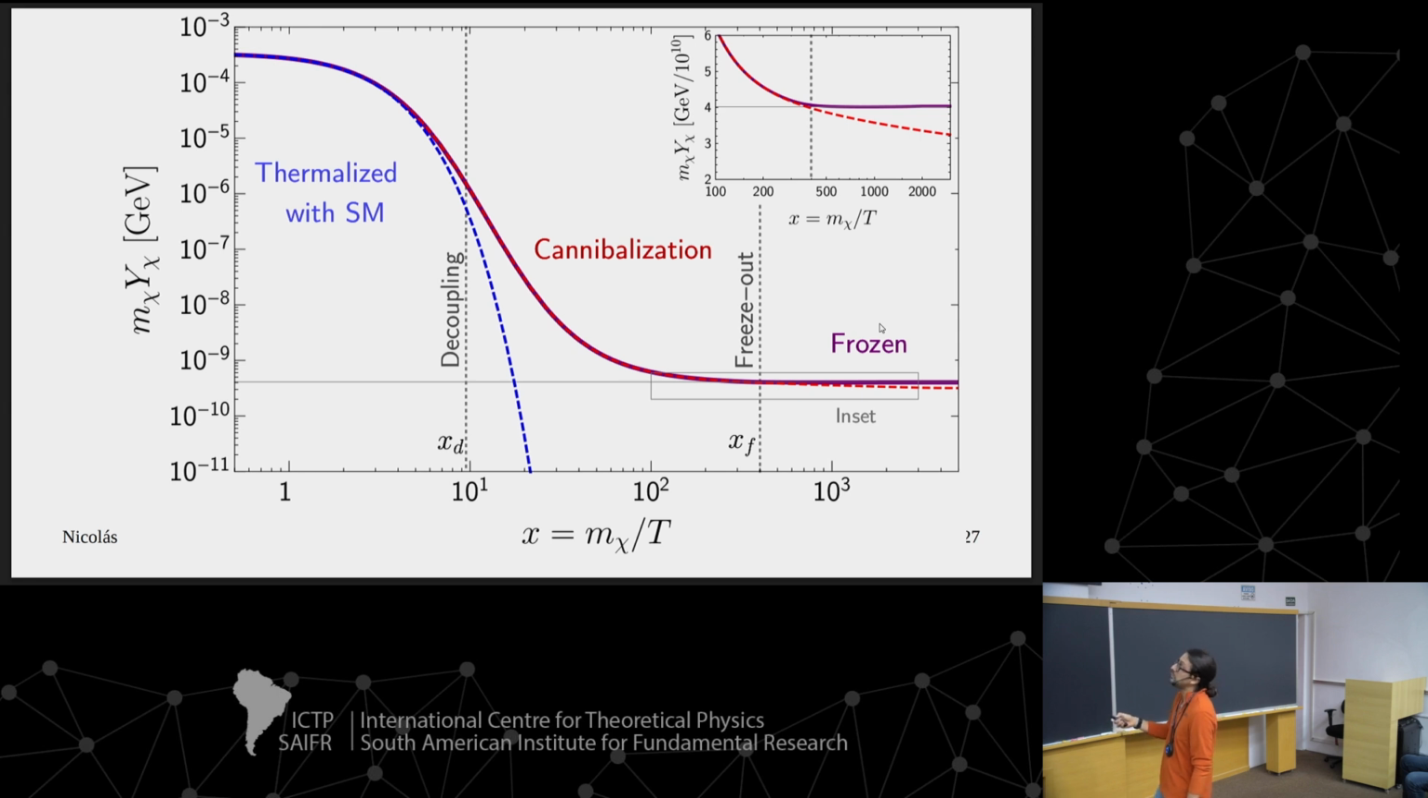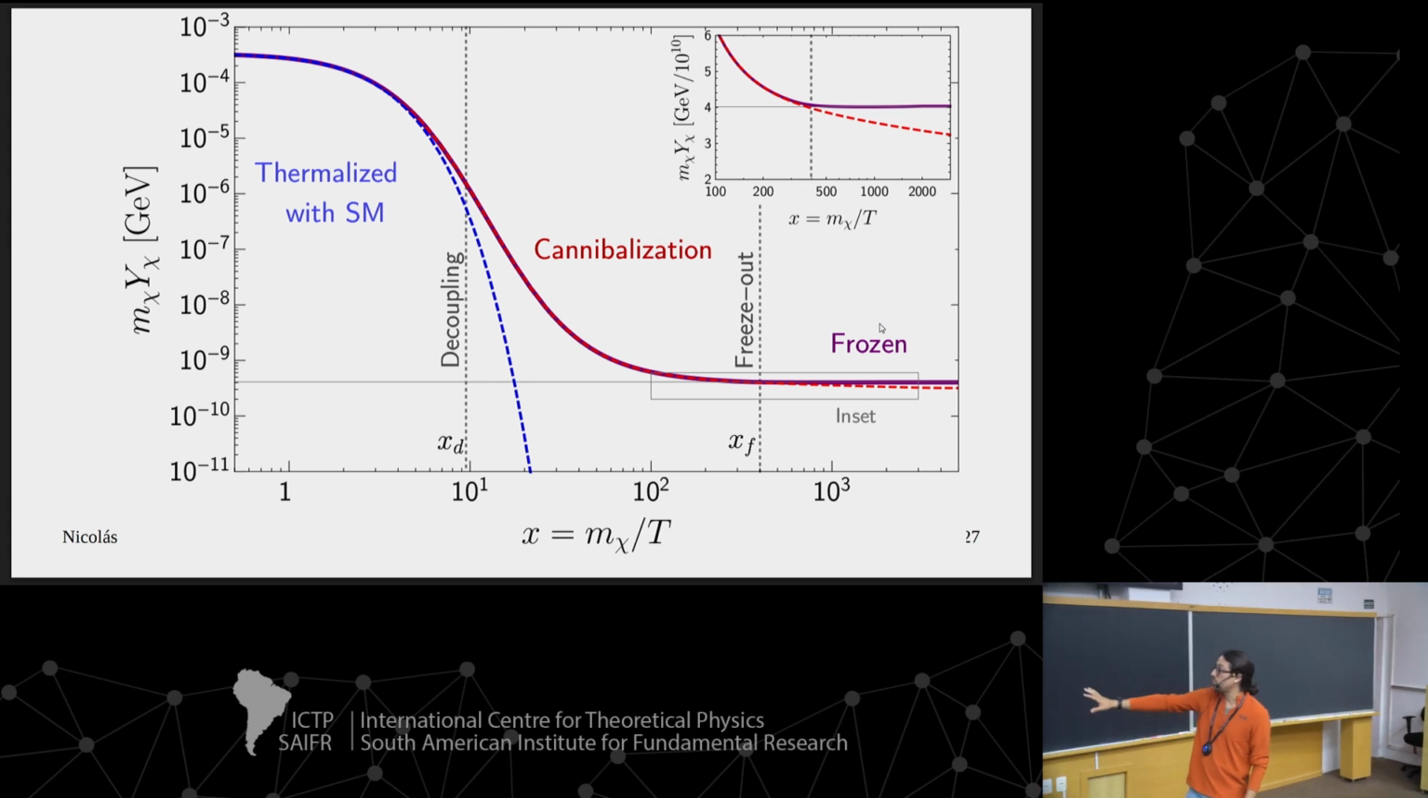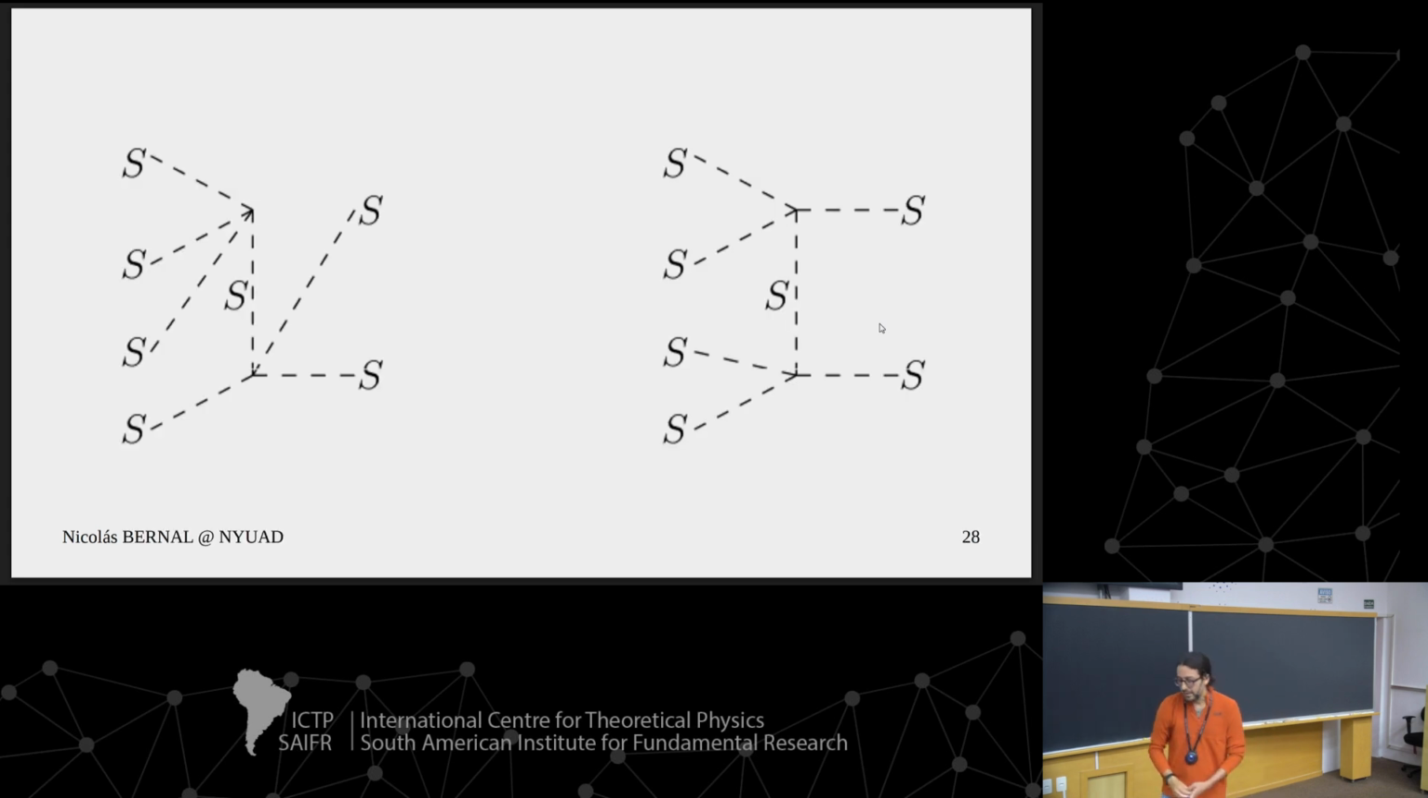For the case of cannibals, it's basically the same. We just move this line here to x values smaller than 1. I mean, solving this Boltzmann equation, you will automatically find these kinds of behaviors.